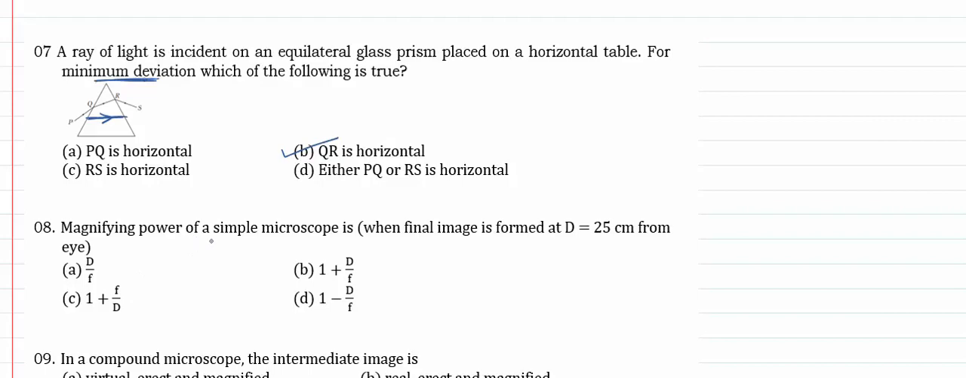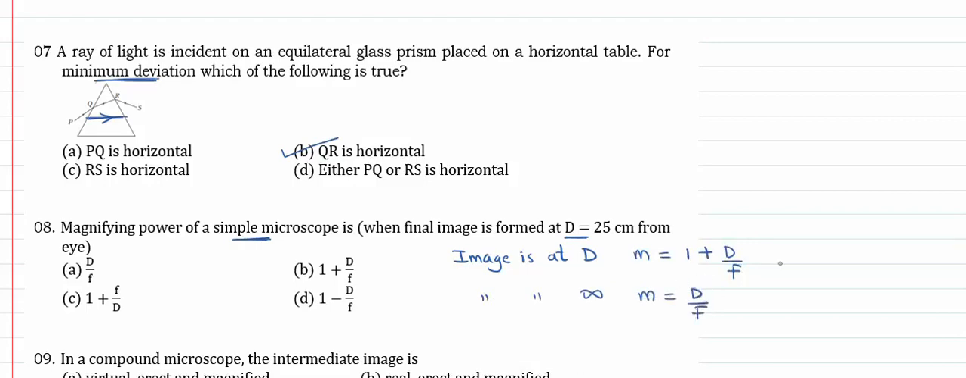Next, magnifying power of a simple microscope ಕೇಳೋಣ. When final image is at D ಅಂತ ಹೇಳಿ. So ಇದು ಗೊತ್ತಿರಲಿ. So if image is formed at D, magnification will be equal to 1 plus D by F. If image is formed at infinity, magnification will be D by F.